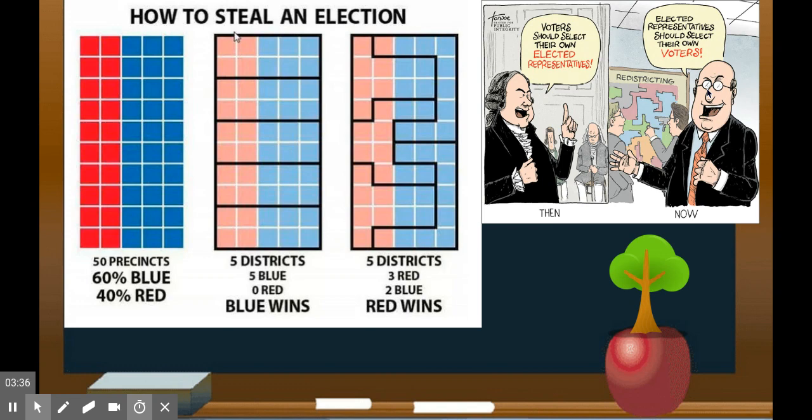Check it out. So how to steal an election. Just look at it. You've got 60% blue, 40% red. You go to the next one, and you can see the box, 5 districts. You would have 5 blue wins and 0 red wins. But if you gerrymander it, you can actually give yourself an advantage by carving up the percentage you need to win. And you can see the old little political cartoons in there expressing that same notion. And so it's once again another way democracy is subverted.